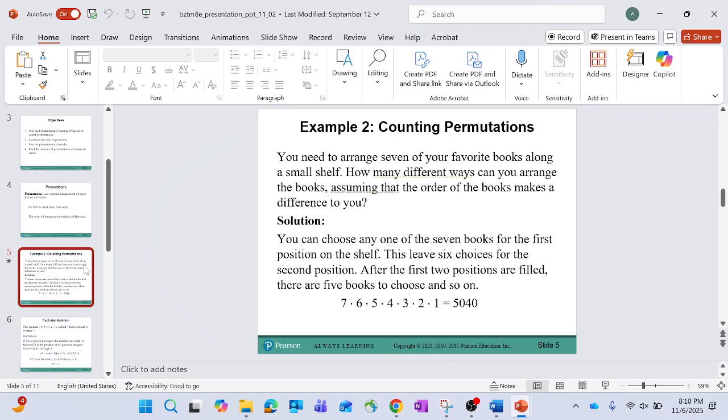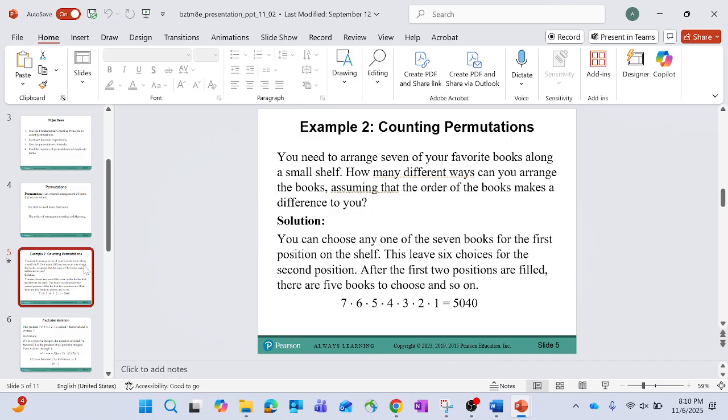Counting permutations: you need to arrange 7 of your favorite books along a small shelf. How many different ways can you arrange the books, assuming that the order of the books makes a difference to you? I guess that's a lot better example than what I was saying. You have 7 books, you're going to put them on a shelf, and the order matters. So you can put them 5,040 different ways, because it is 7 times 6 times 5 times 4 times 3 times 2 times 1.